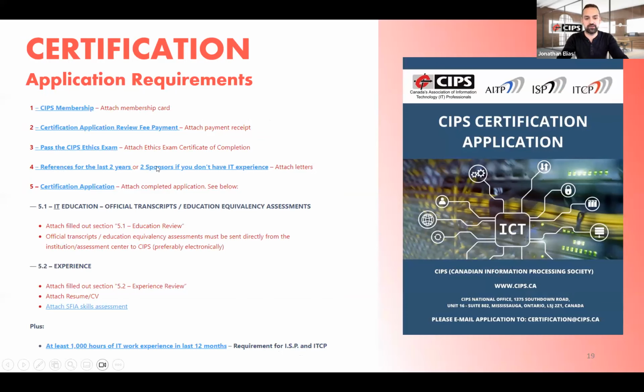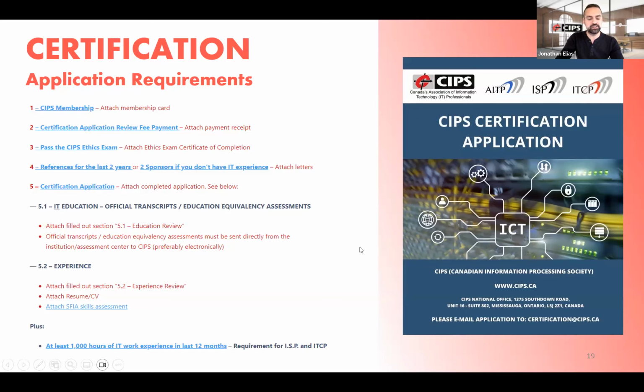Or if you don't have references yet, since you just graduated from an IT university college program, you can provide 2 sponsor letters instead. Now, there's a single certification application, so you don't have to worry about what designation you want to apply for. Basically, you fill out the application, provide all the requirements, and then you'll be provided with any of the designations that you're eligible for. So for example, we do have a lot of applicants who will get approved for both the I.S.P and ITCP professional certifications when applying.